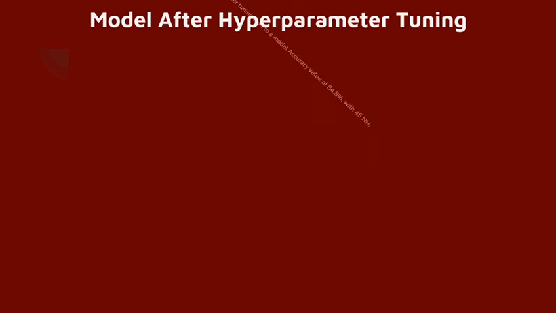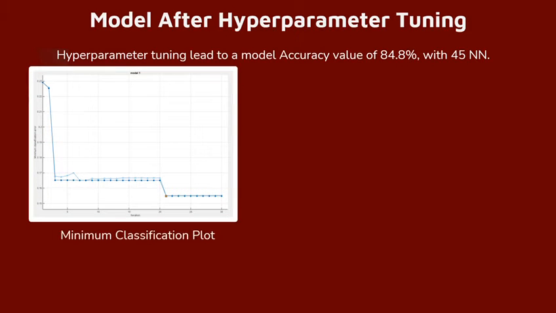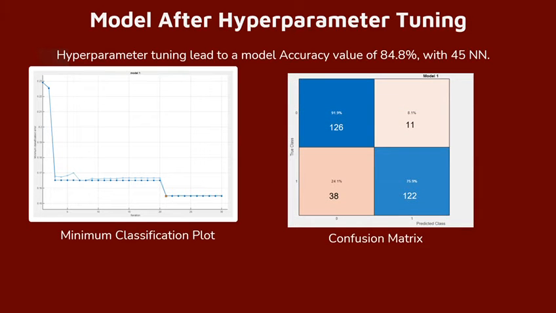Hyperparameter tuning led to a model accuracy value of 84.8%, with 45 nearest neighbors. This number exceeds that of literature expectancy, which is around 18. This raised concern of overfitting our model.